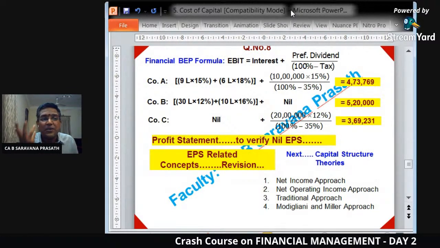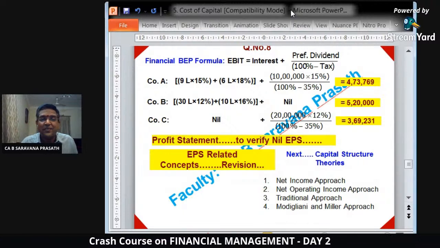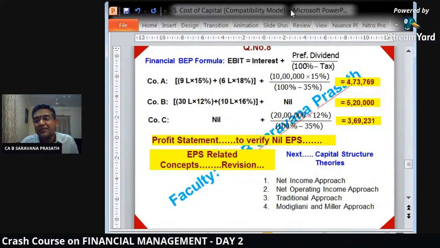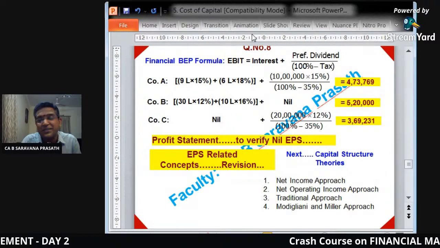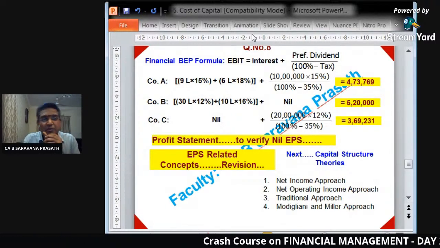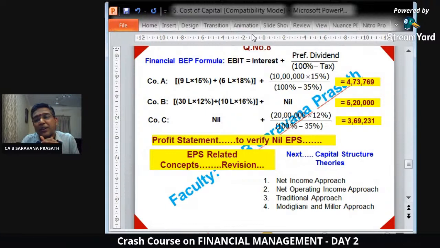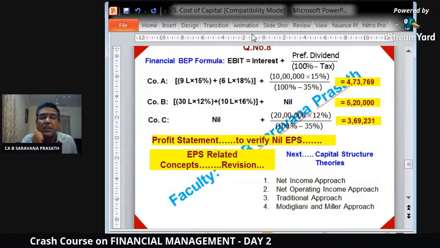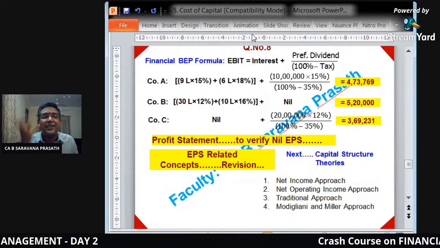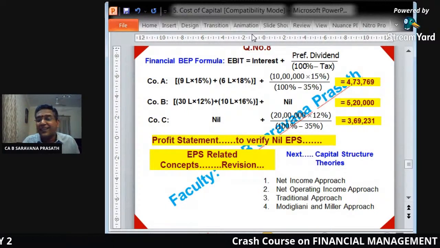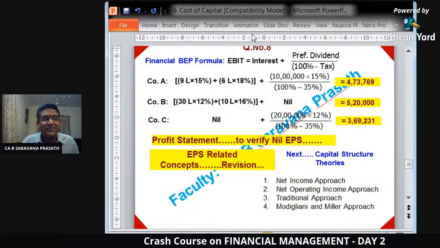When is he going to earn that? When is the company going to earn that? Only in that case, I will have some business. So, equity shareholder will be finding company B to be very risky because not getting any return. Right?